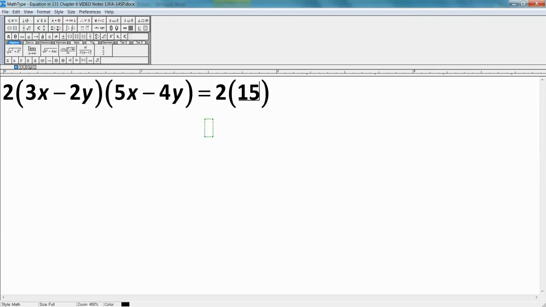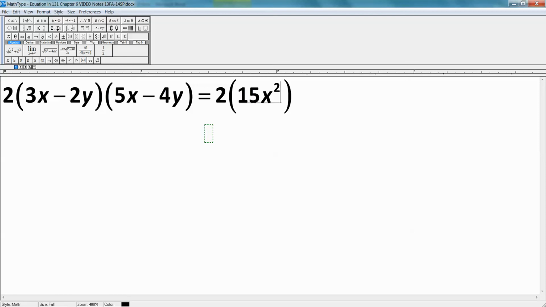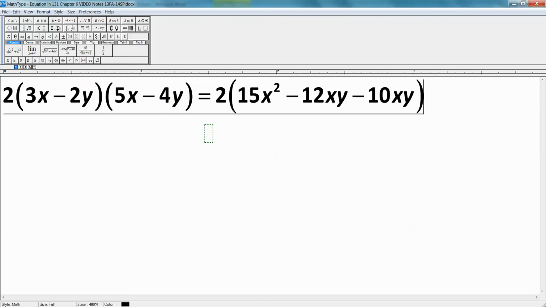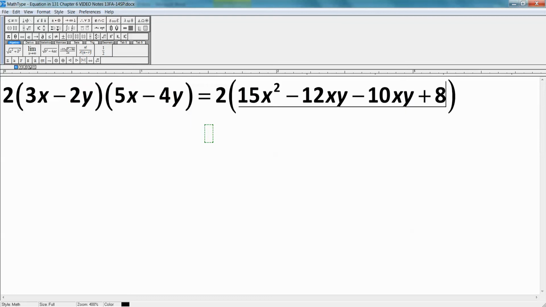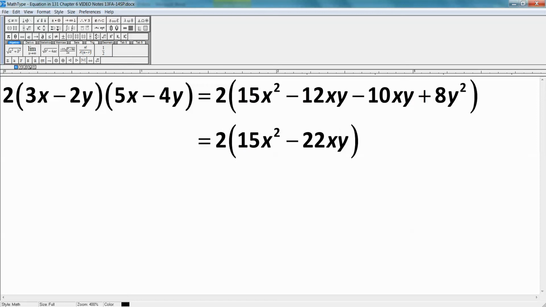So first is 15x squared, because 3 times 5 is 15, and x times x is x squared, minus 12xy minus 10xy. Okay, so let's see if that makes sense, because 5 times a negative 2 is minus 10, x times y is xy. And the other one, 3 times a negative 4 is negative 12. And then last, plus 8y squared, because minus 4 times a minus 2 is plus 8, and y times y is y squared. So this is equal to 2 times 15x squared minus 22xy plus 8y squared.